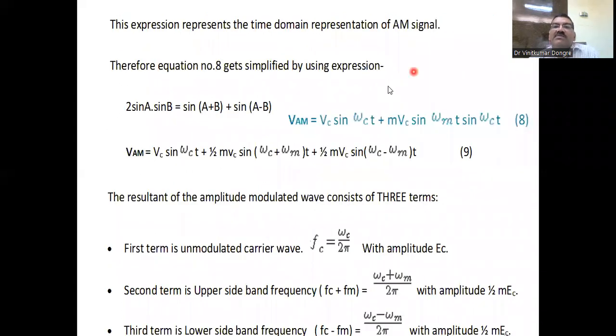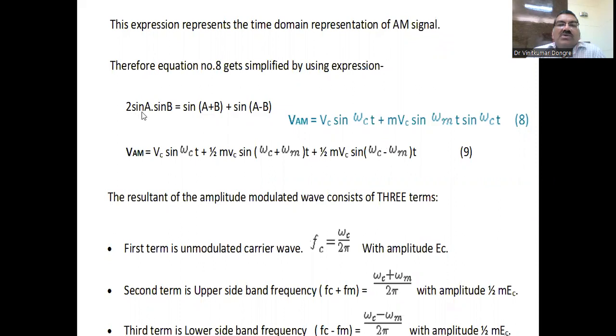Now how much further can we go? This expression represents the time domain representation of the AM wave. The expression that we wrote is the time domain. Then equation 8 gets simplified by using this expression. This is a trigonometric formula we know. We are trying to simplify a little.